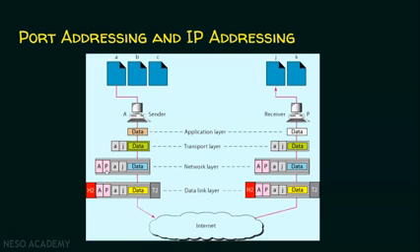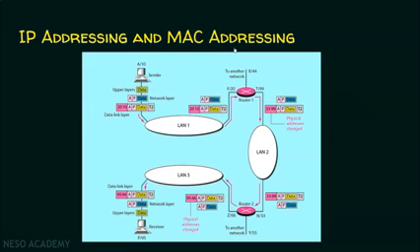Now this example helped us to understand port addressing and IP addressing. In the next example, we will see IP addressing and MAC addressing. Now we will see how IP addressing and MAC addressing are dealt with in the network. Suppose this is the sender computer and this is the receiver computer. Now we are not focusing on the port numbers. We have already seen examples with port numbers. Now we will focus only on IP address and MAC address. Let this be the IP address and let this be the MAC address.